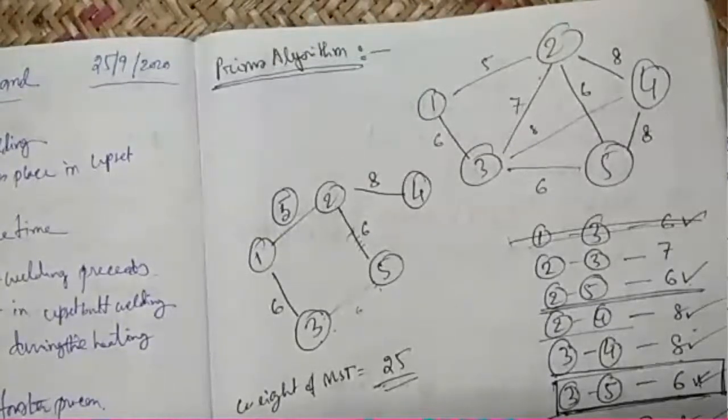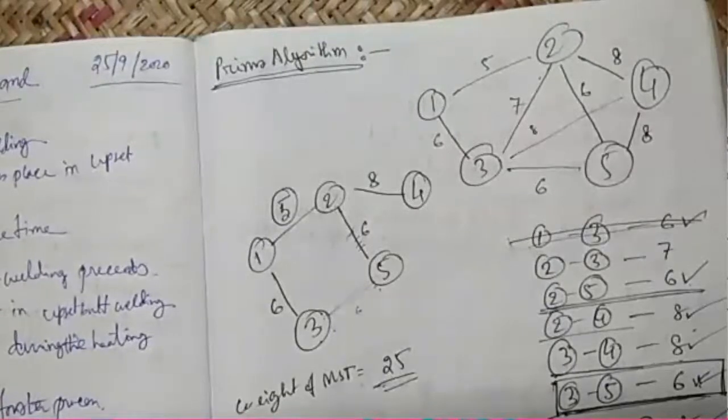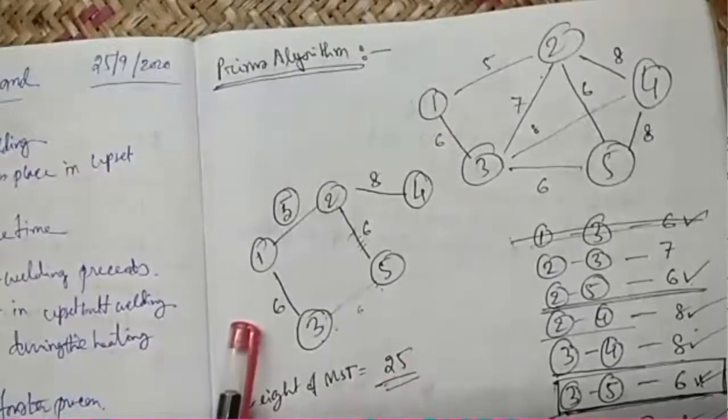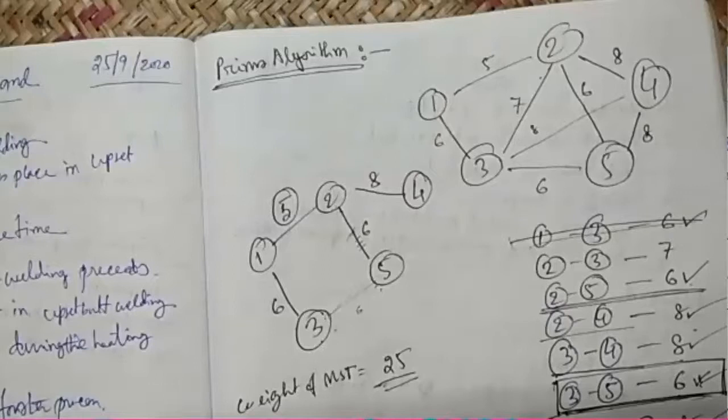So let us check by the cut optimality theorem. If we delete 2 4, then what are the options we could have chosen? We could have joined 4 with 1, with 3, or with 5. These are the three options. Now we will check that 1 4 does not exist, so we cannot join 1 4.